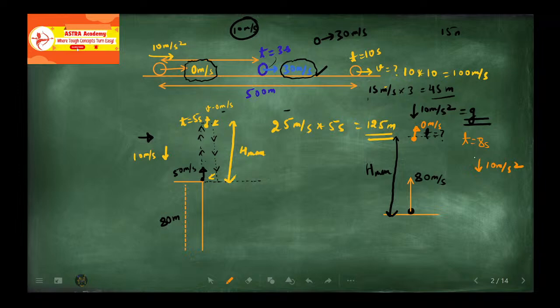Now the average of 80 and 0 will become how much? The average of 80 and 0 is 40. This is the average speed, and the time is already found. So just multiply and we will get 320 meters. I hope it is understood to everyone. Yes or no? I think it is understood to everyone. Please reply, everyone.